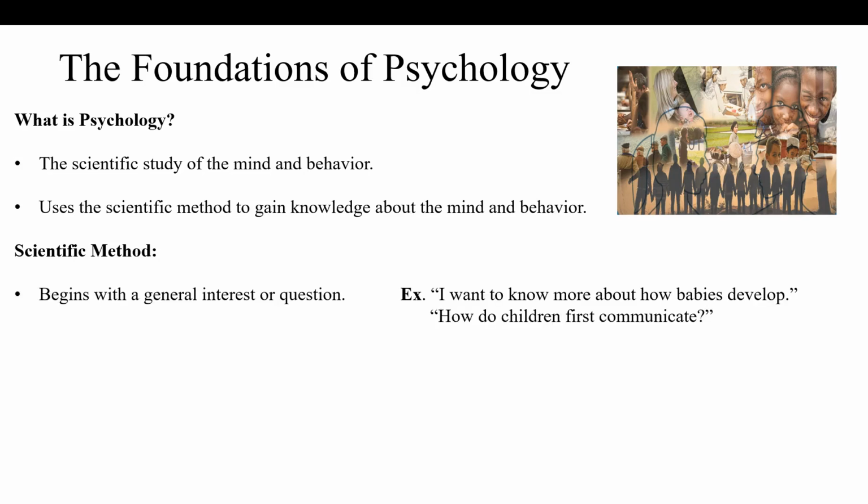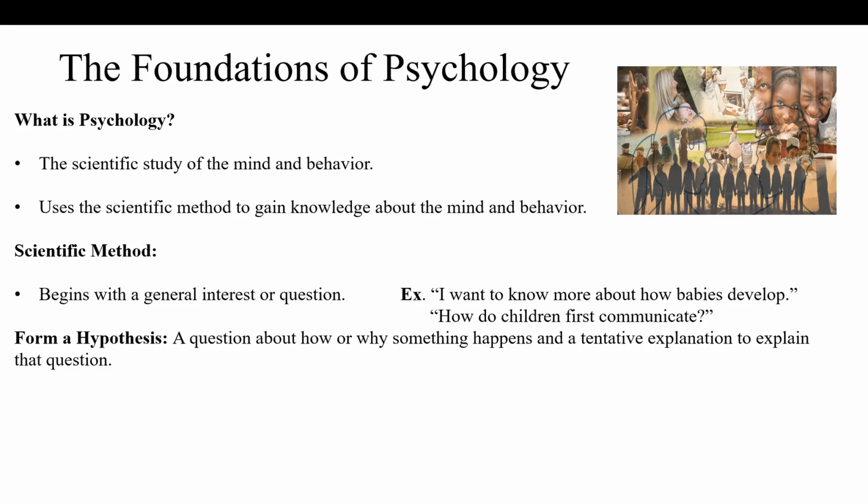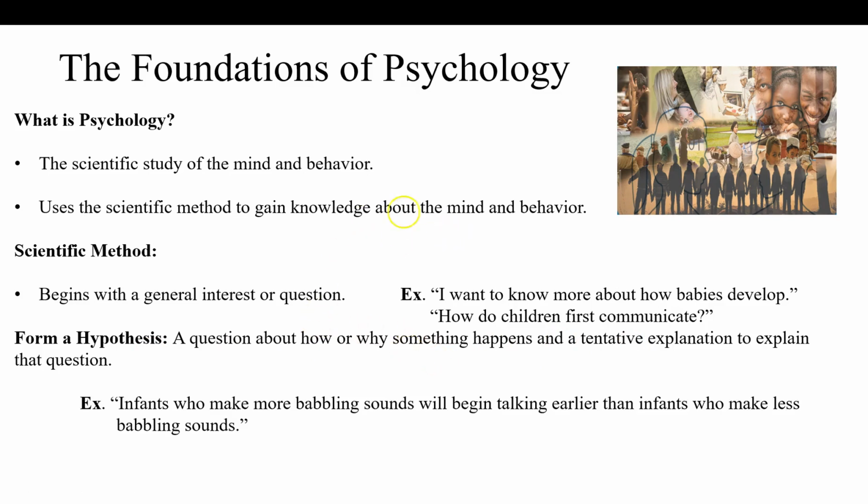The scientific method usually begins with a general interest or research question, such as I want to know more about how babies develop, or how do children first communicate. And then this goes on to form a hypothesis from the general interest or question. A hypothesis is a question about how or why something happens, and a tentative explanation to explain that question. So for example, according to our research question, we might make a hypothesis that infants who make more babbling sounds will begin talking earlier than infants who make less babbling sounds. And this hypothesis is linked to our general interest or initial question that we first had.